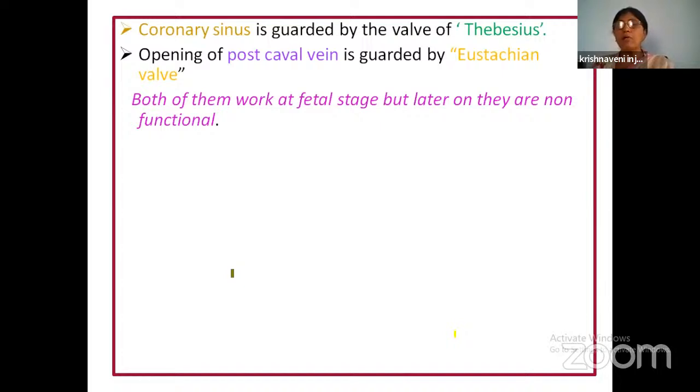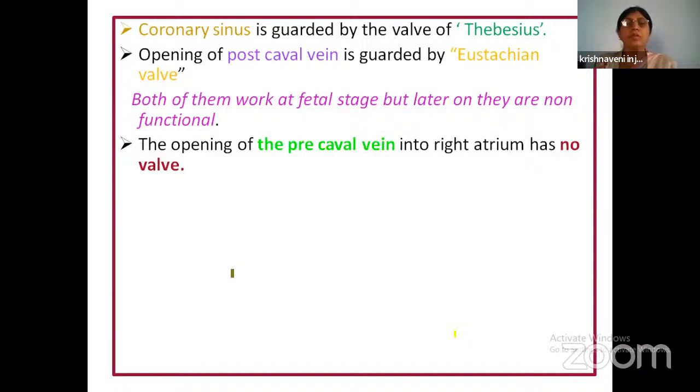Are you able to follow? Yes, the coronary sinus is guarded by the valve of Thebesius, and the opening of the postcaval vein is guarded by the Eustachian valve. But both of them are not functional. But at the fetal stage they are functional. After birth they are not functional valves. Next, the opening of the precaval vein into the right atrium has no valve.